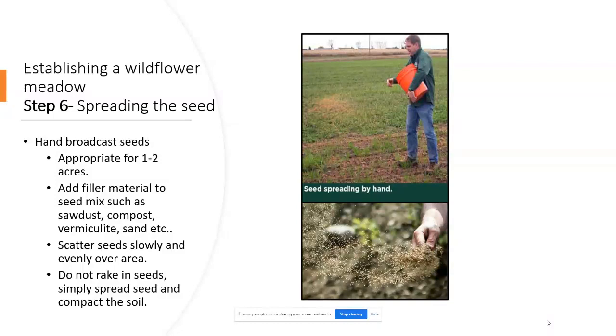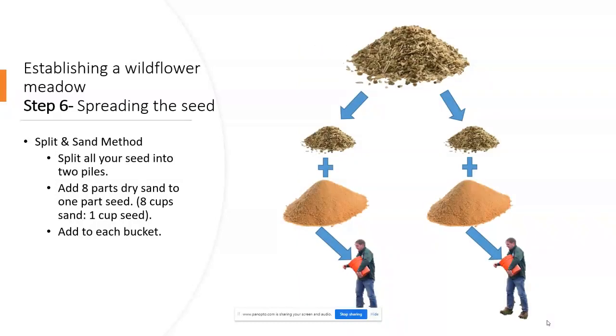And you want to scatter the seeds slowly and evenly over an area. Do not rake in the seeds, because the seeds need sunlight in order to germinate, and if you cover them, they're not going to germinate. So literally just scatter your seeds out on the top surface of the soil, and then just compact the soil. It's really as simple as that.